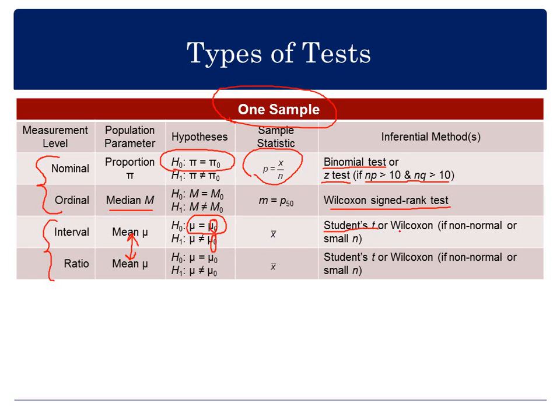Now, we talked last time about parametric versus non-parametric tests. Instead of a student's t, for instance, if your data is not normally distributed, or if you have a very small sample size, you would want to use a non-parametric test like a Wilcoxon test. And the same methods really will be used for ratio data, where that 0 has meaning.